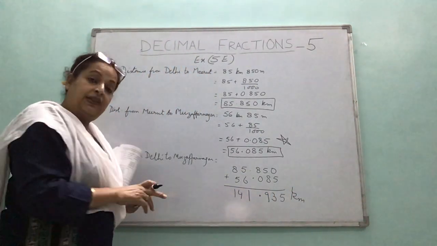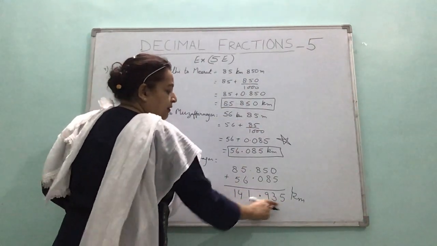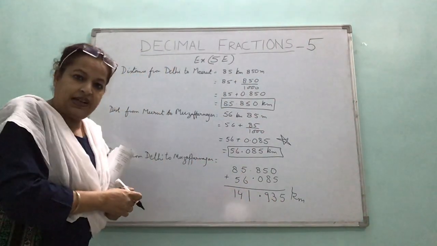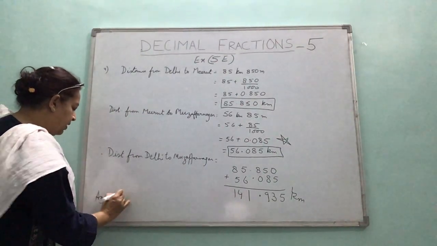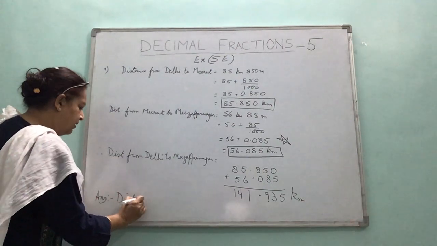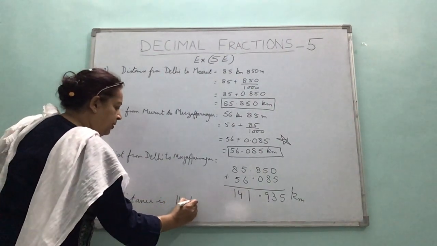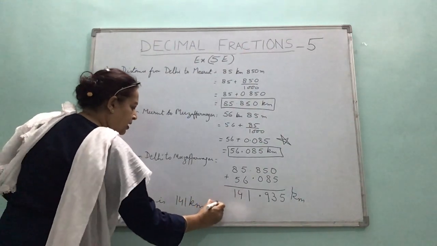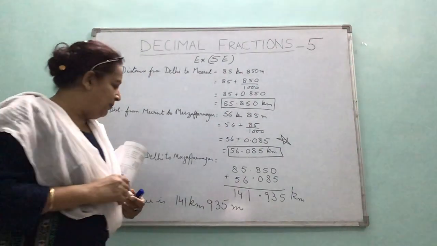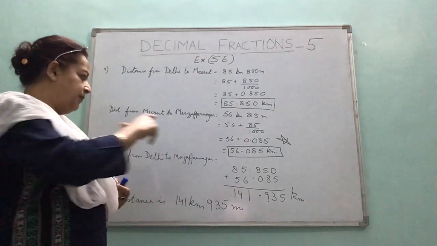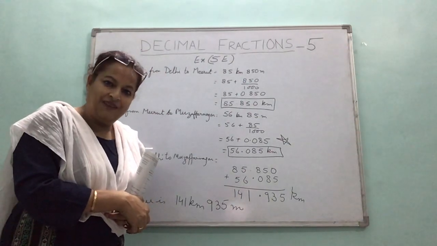Well, our answer should be the same as that in the question. Now there are 3 places of decimal, so that means directly in meters. Therefore, answer statement: distance is 141 kilometer, 935 meters. 141 kilometer and 935 meters.